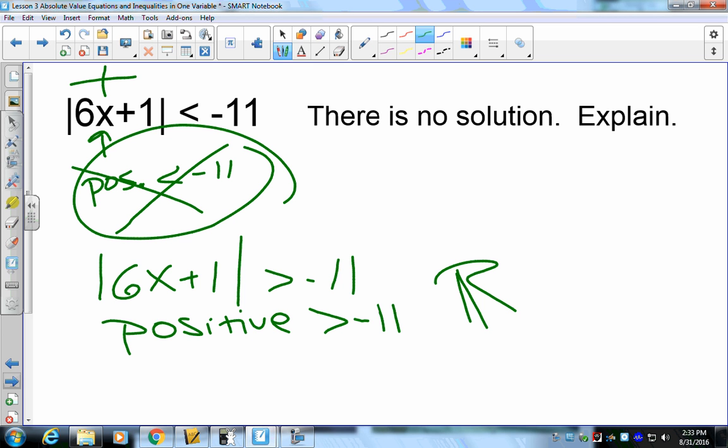So please be careful on your inequalities. Don't assume no solution. If an absolute value is less than a negative, it's no solution. If your absolute value is greater than a negative, you do have a solution. It's all real numbers, every solution.